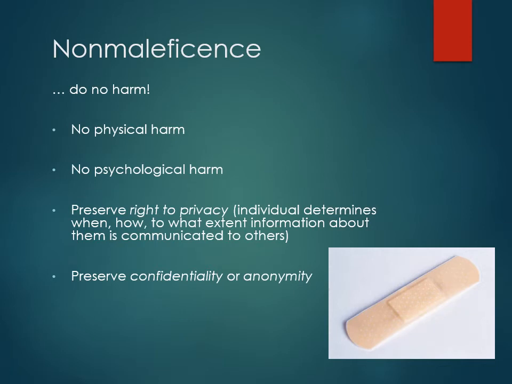Let's talk about non-malfeasance. This is the thing that says, first, do no harm. So that means no physical harm, no psychological harm. You need to preserve the right to privacy. So an individual determines how, when, or to what extent information about them is shared or communicated. Preserve confidentiality or anonymity. This is making sure that you cannot single a person out based on data.